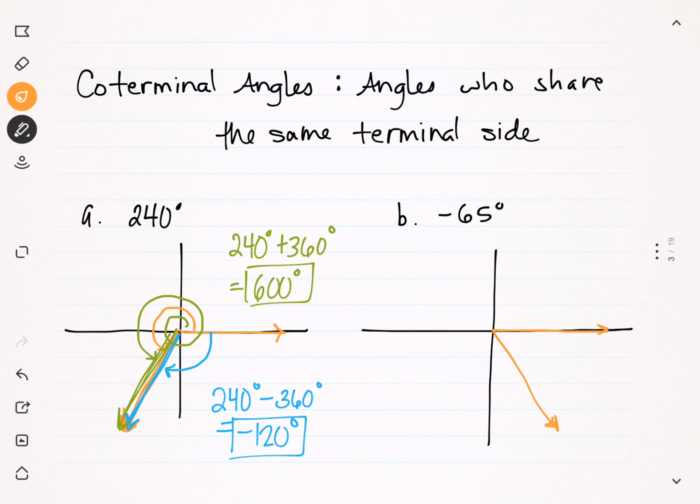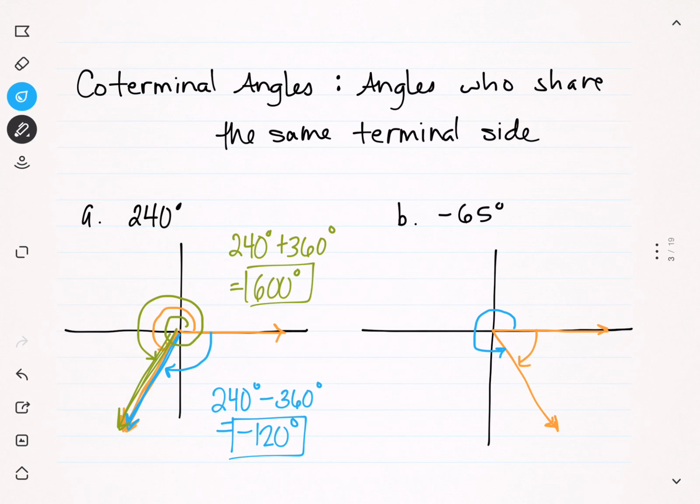Instead of going clockwise, is there another way? Maybe we could go counterclockwise, which would be the positive direction. How many degrees would we need to go counterclockwise to get to that same terminal side?